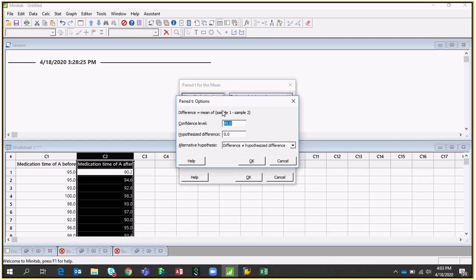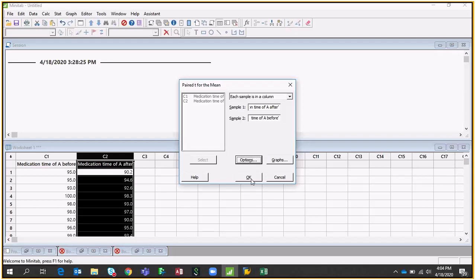Now you see, sample 1 is nothing but your medication time of after, and this is the medication time of before. So after minus before, what I want to see is that it should be less than the hypothesized difference. And what is the hypothesized difference? It is 0. Please understand this. If you have after minus before less than 0, it means after is less than before, right? After is less than before. So I am checking whether after is less than before or not. Click OK and then OK.